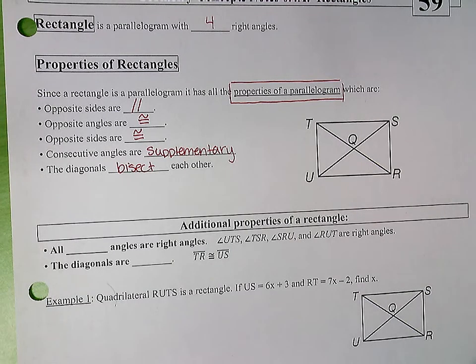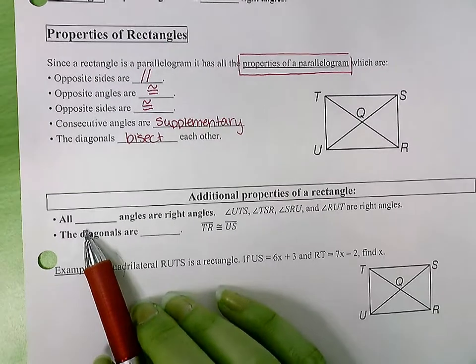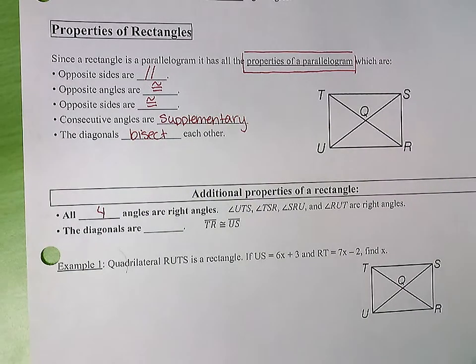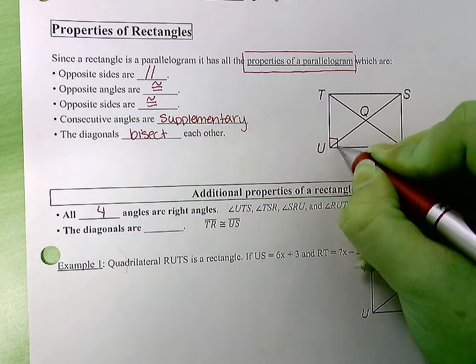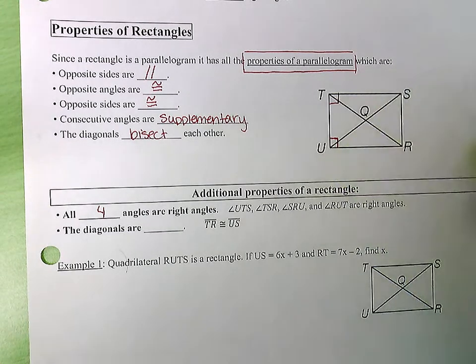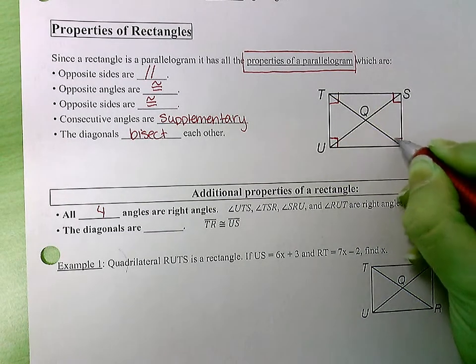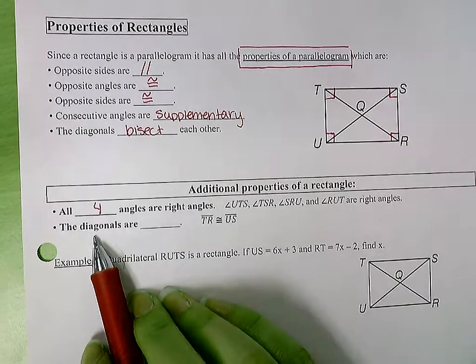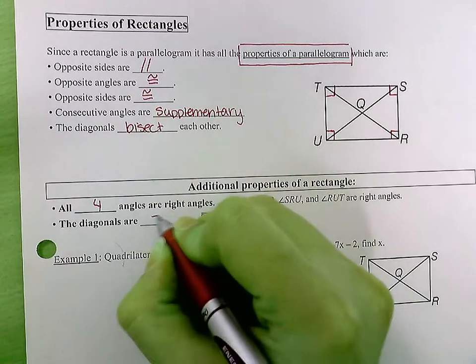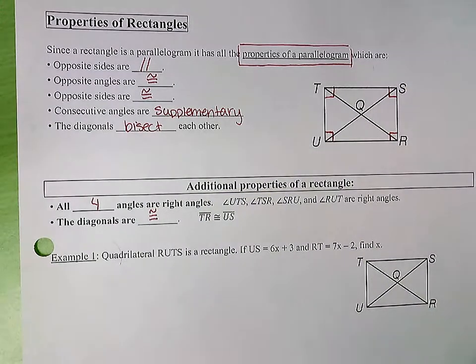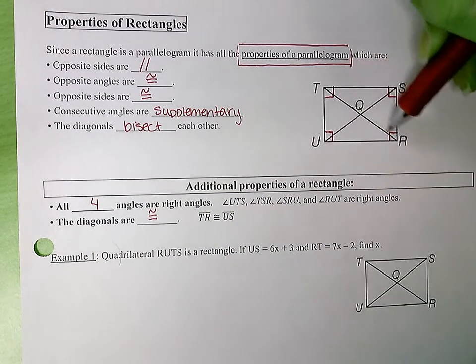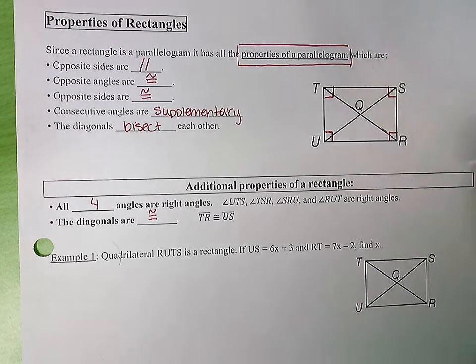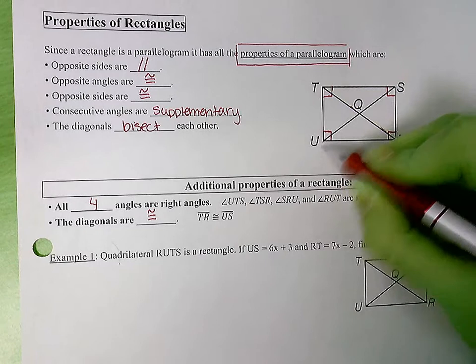Your additional properties of a rectangle. There are 2. The first one is that all 4 angles are right angles. So angle U, angle T, angle S, and angle R are all right angles. And your diagonals are congruent to each other. So TR, that entire diagonal there, would be congruent to US, this entire diagonal here.